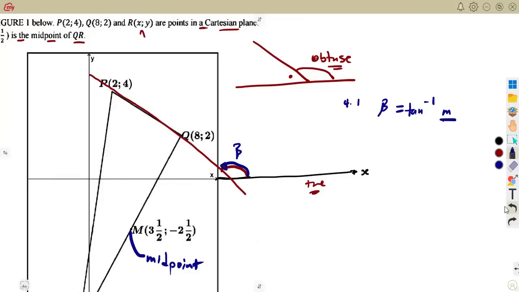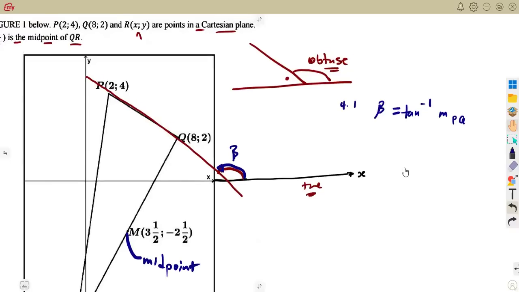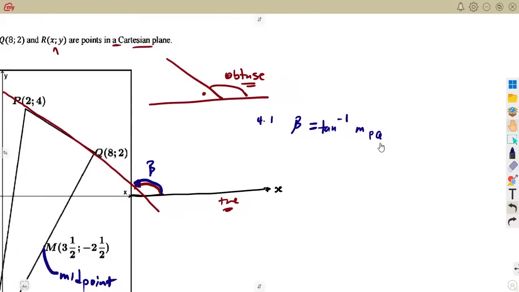This M, it is the gradient. So it must be the gradient of what? The gradient of the line PQ, because we are calculating between the line PQ, right? And the x-axis. So do we have the gradient? We do not have, we are not given. So we must calculate the gradient of PQ first. Then we substitute there and also analyze your question, because I said it's an obtuse angle. So you must analyze your final answer. You must have an obtuse angle.